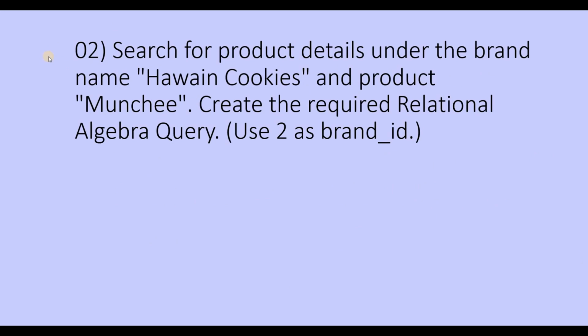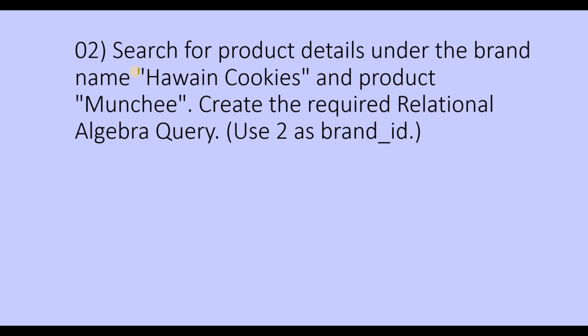Here's the second question. In the second question, search for product details under the brand name Hawain Cookies and product Munchee. Create the required relational algebra query. So in the second question, we have to get the details under the brand name Hawain Cookies and the product is Munchee. In the question, we can use the brand ID as 2. In the second question also, we have to get a selection. That means we have to select the brand ID equals 2 and the product name equals Munchee.